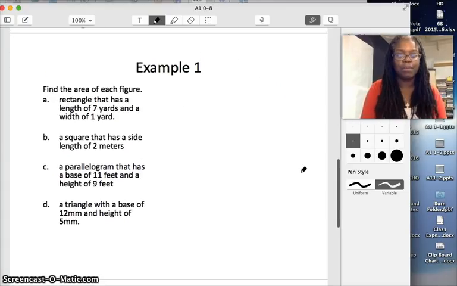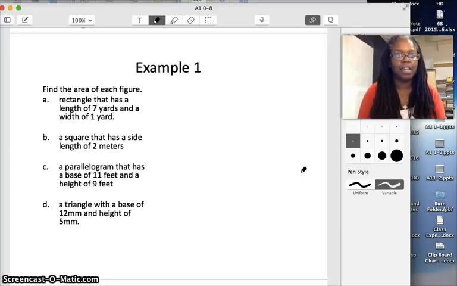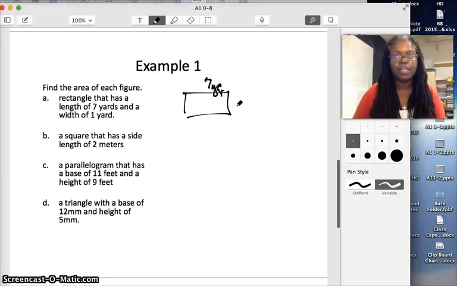Let's look at this first example. It's got 4 parts to it. It says the rectangle has a length of 7 yards and a width of 1 yard. So if the length is 7 and the width, that didn't go well.